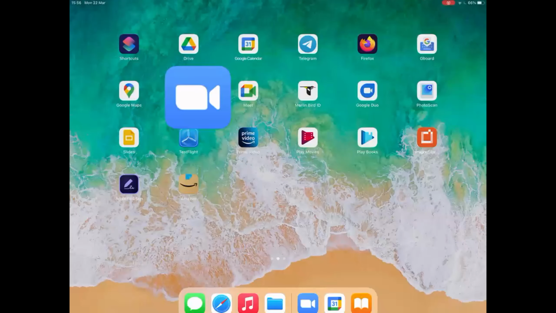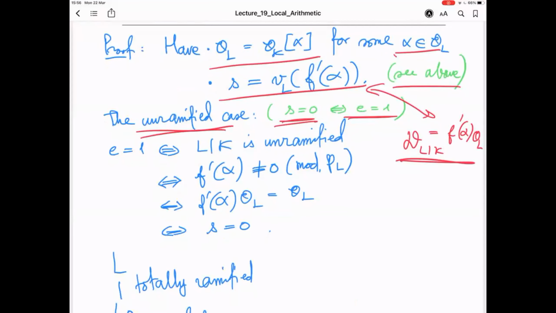Okay, so the unramified case, what I have to prove is that if E is equal to 1, the ramification index is 1, then the exponent of the different is 0, sorry, which amounts to saying that the different D_{L/K} is actually OL, if E is equal to 1. So if E is equal to 1, then that's the same as saying that L over K is unramified. Now, if it's unramified, then F prime of alpha is not going to be congruent to 0 modulo PL.